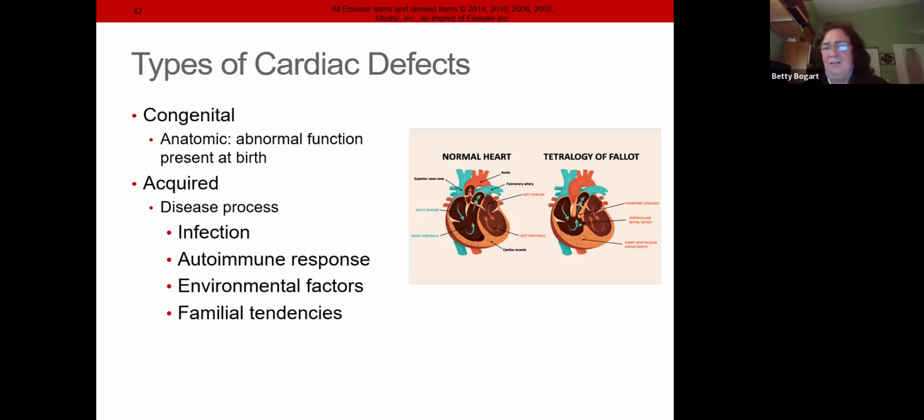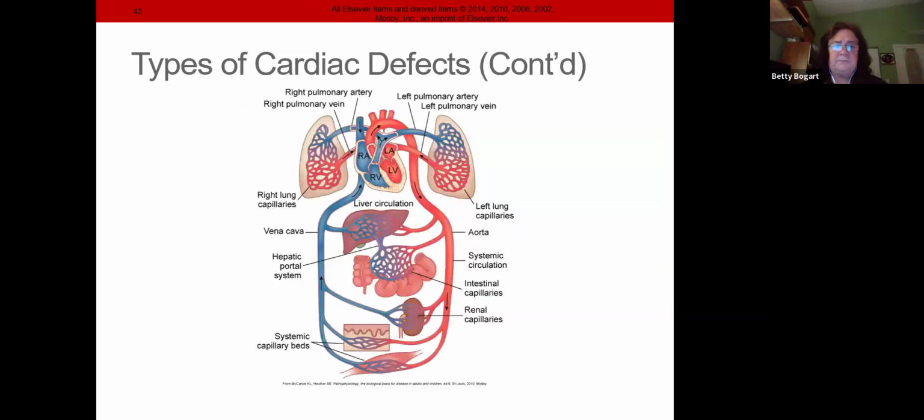So congenital children are born with it. They're born with a multitude of different things. And then sometimes due to infections, and actually usually viral is the one they get. Autoimmune, think about lupus, right? Environmental, or the family has those tendencies.